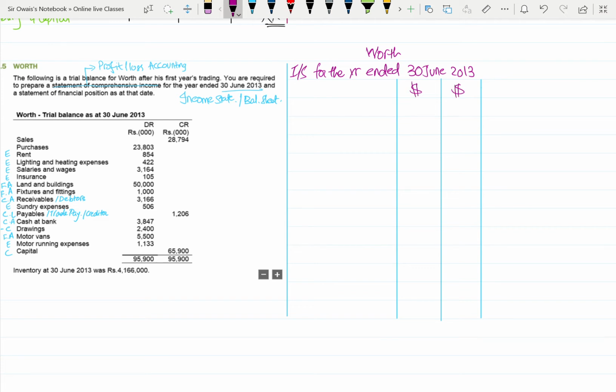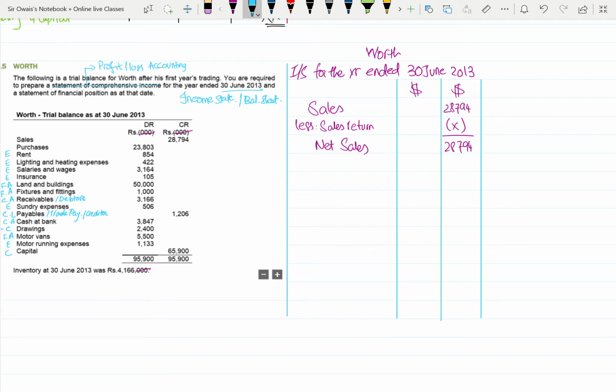I'm starting with my income statement. The first thing that I need to write is sales. I'm ignoring these zeros. So my sales are 28794. Now I need to subtract the sales returns. That is not given in the question, right? So right next, I would get my net sales, 28794.